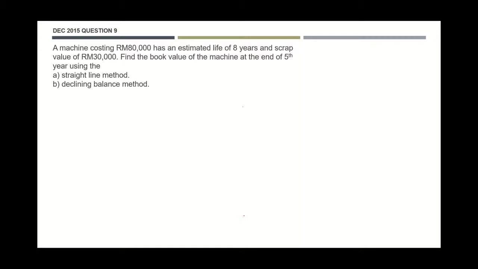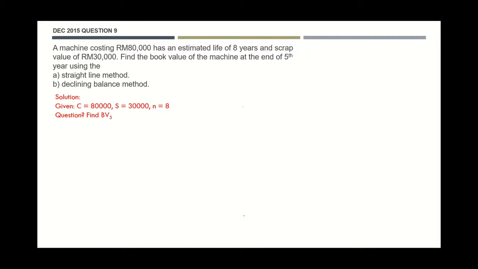Before we start solving the question, let's just look at the given information. The first value that you have here is 80,000, and this is related to the cost. So 80,000 is the cost of the machine, and then it has an estimated life or useful life of 8 years and a scrap value of 30,000. Okay, so these are the given information.